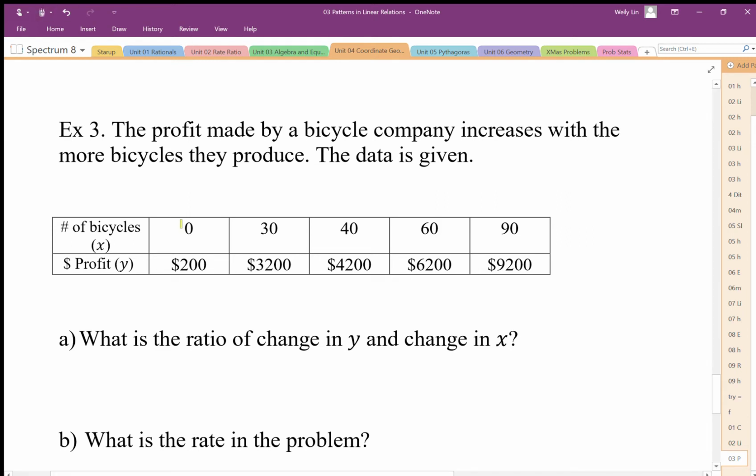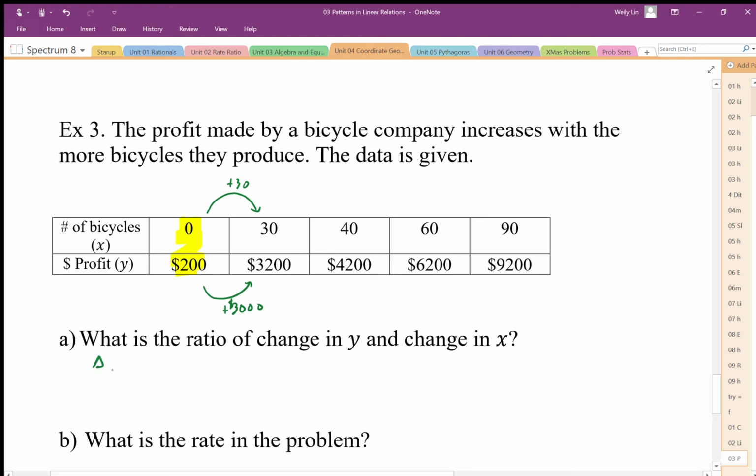This is our starting point, and we're going to go up by some ratio of change, and hopefully it's consistent and it'll give us a straight line pattern. When I look at this ratio of change, there's a plus 30, there's a plus $3,000. So for every 30 bikes, we earn $3,000. That looks like about $100 a bike.